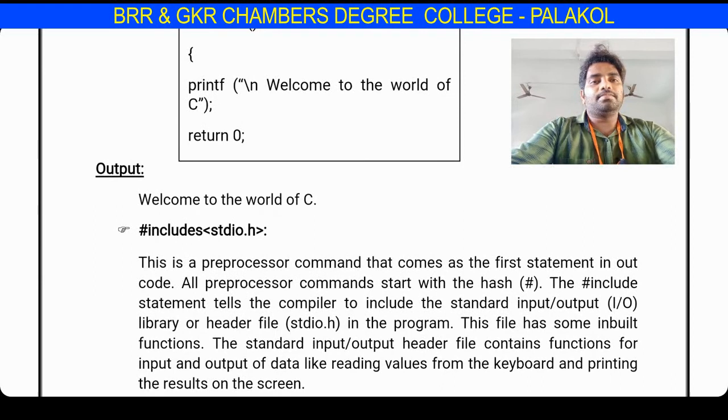Next, hash include stdio.h. This is a preprocessor command. The first statement in our code is the preprocessor command; all preprocessor commands start with hash. The hash include statement tells the compiler to include the standard input output header file, since the program has some input functions. The standard input output header file contains the functions for input and output of data, like reading values from the keyboard and printing results to the screen. This is a small example: any statement in C, input statement scanf and output statement printf, and how to write and implement them totally depends upon hash include stdio.h.